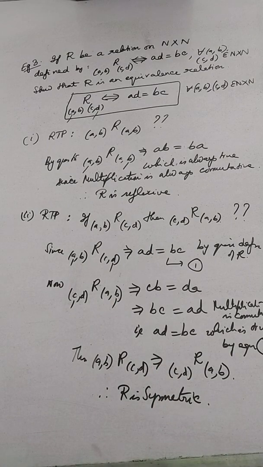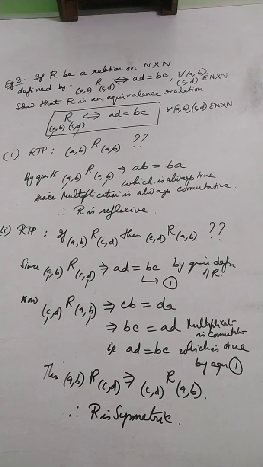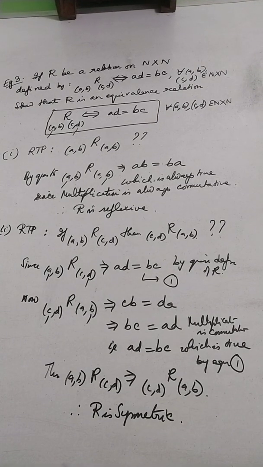Okay. Next, what will we show? We will show whether it is transitive or not. So how will we show whether it is transitive? That is, what do we have to show basically? We have to show that, I will write it as subpart 3.